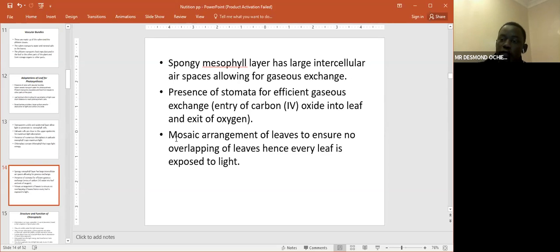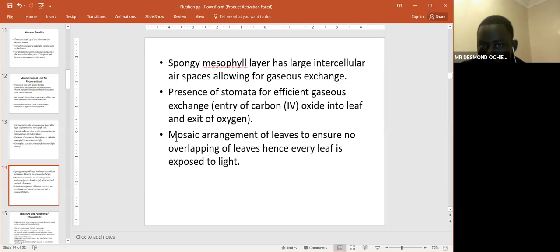And that is why we said that the cells of the spongy mesophyll are loosely packed, leaving a lot of air spaces in between. This allows for gaseous exchange to occur. The presence of stomata is for efficient gaseous exchange, that is, to allow for the entry of carbon dioxide into the leaf and to allow for the exit of oxygen.